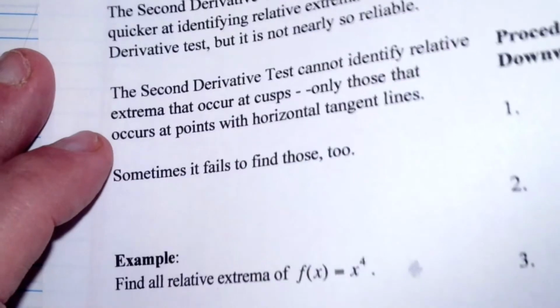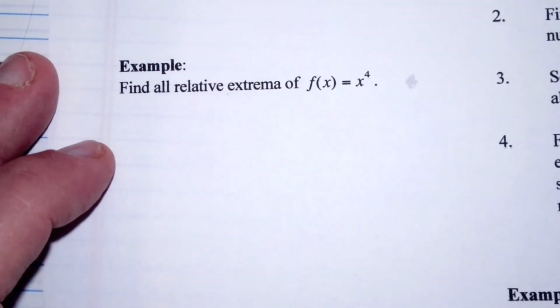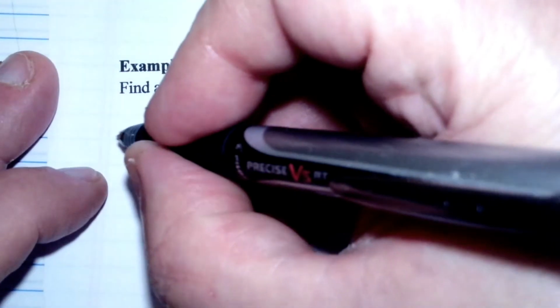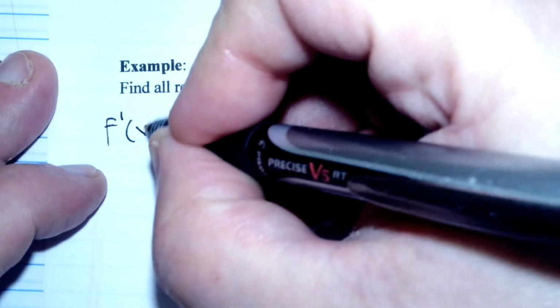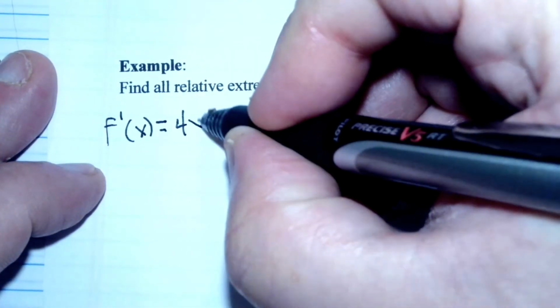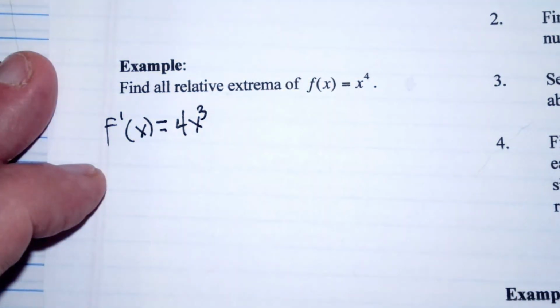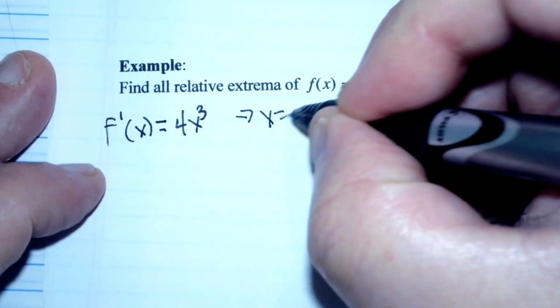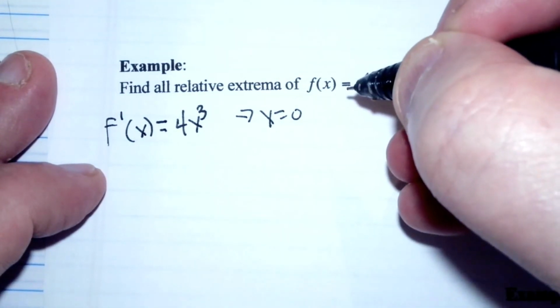Let's do an example. Find all relative extrema of f of x equals x to the fourth. Well, whether we're using the first derivative test or the second derivative test, we start out the same way. We take the first derivative, and that's going to be 4x cubed. Alright, there aren't any discontinuities, the original function has none. The only way that we're going to get a critical number is if this is equal to 0. That tells us that x equals 0 is the only critical number.